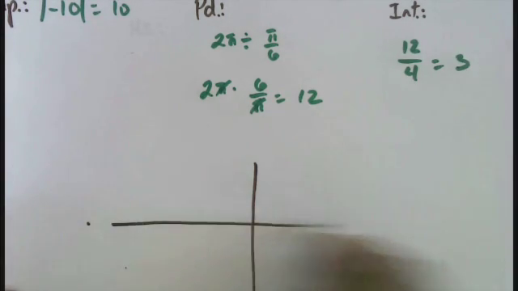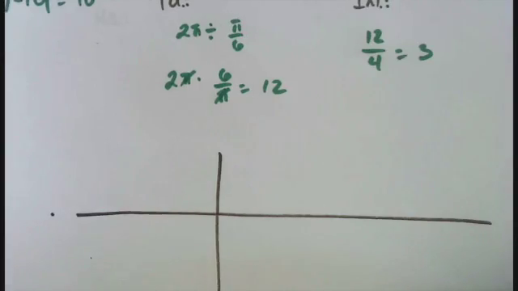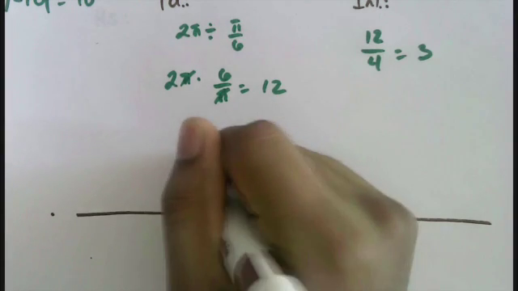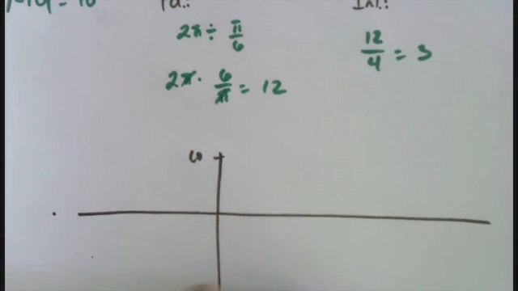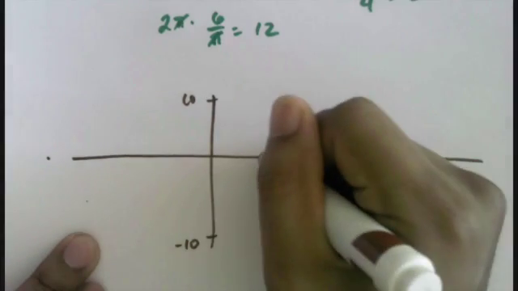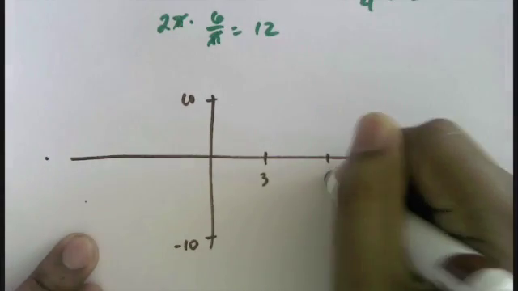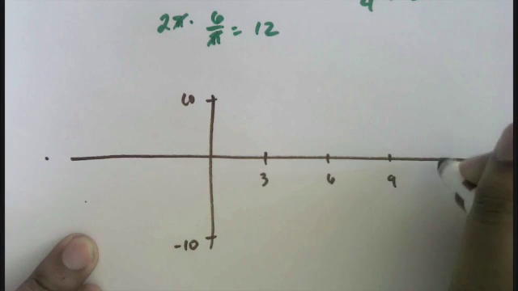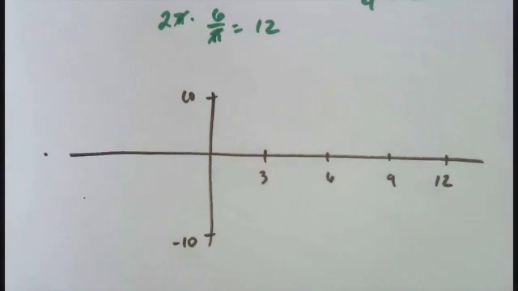And I do only need one period, so I'll have my amplitude be 10, which gives me a range from negative 10 to 10. The intervals will be in 3, so here's a 3, here's a 6, a 9, and a 12 for the 4 parts for the cosine.